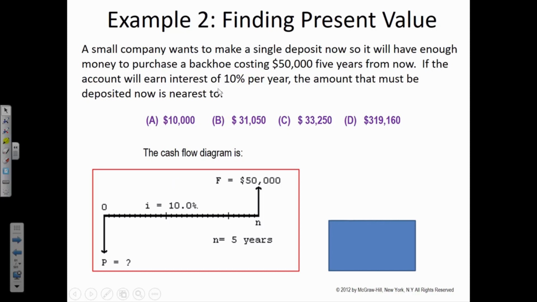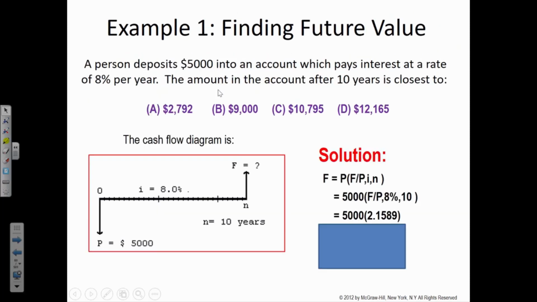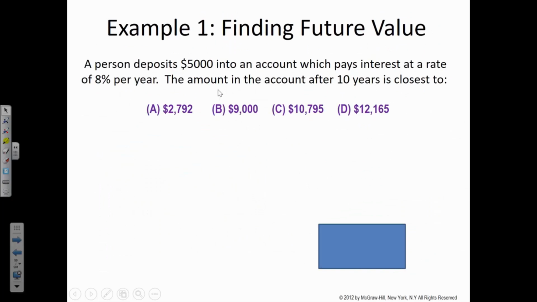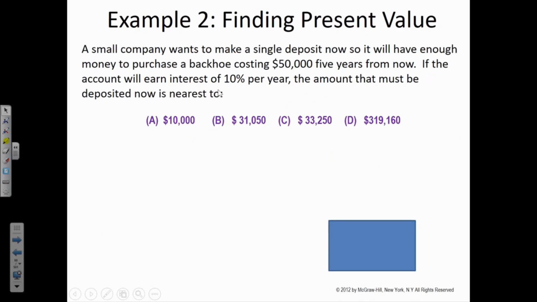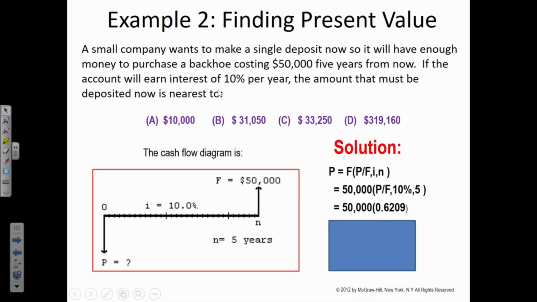We don't have the 10% table to refer to. I just showed you only the 8% table. But what we can do is find a 10% table someplace. If you look up in the 10% table in your book, what you'd see is that for P/F, I equals 10%, N equals 5, then the factor is 0.6209. And that means it's $31,050 that we need to deposit at the present.